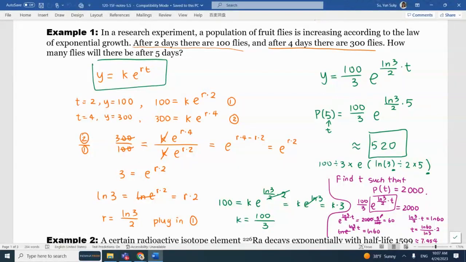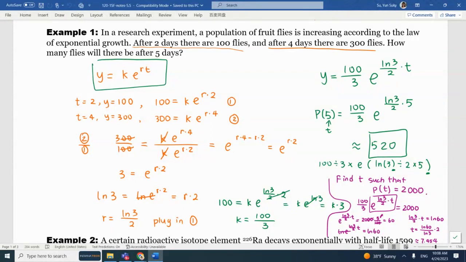Okay. And in your exam, I will ask you 2 parts. One part is find the population after some days or years. The other part is to find the time such that the population equals a number. Well, in this case, you set y equals 2000 and you want to solve for t. Therefore, you isolate this exponential term, right? You divide it by 100 multiplied by 3, and then take ln on both sides, and then you can solve for t. Is that okay, everybody? Yep.